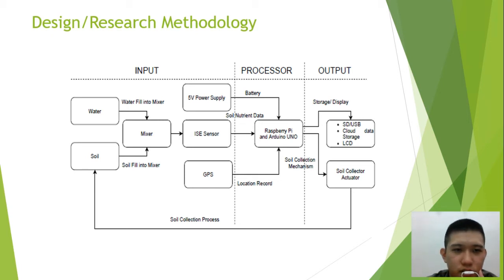This is the system configuration of our products. For the inputs, the soil and water will be mixed together using the mixer, and the soil nutrient will be analyzed by using the ISE sensor. After that, the data will be combined with the GPS and sent to the Raspberry Pi and Arduino Uno. From the Arduino Uno, data will be stored in the SD card and USB, and the data will also be stored at the cloud service and displayed by using the LCD. After that, the soil mixture will be pulled back to the farm.